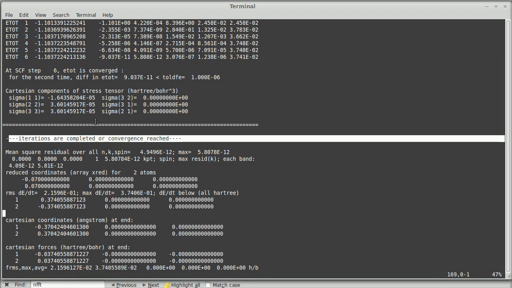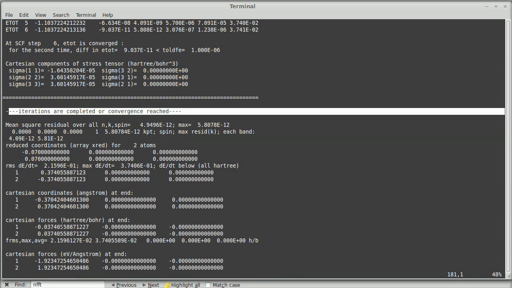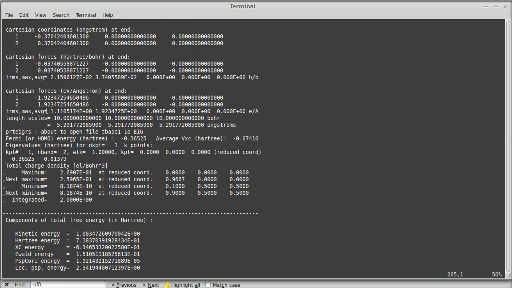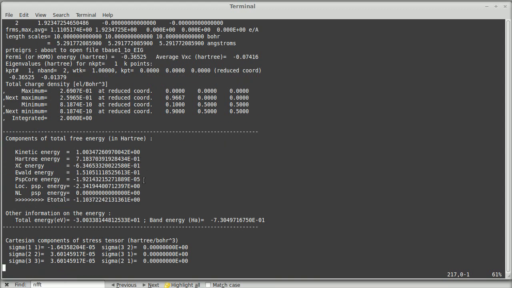So for example, if the end step you set is lower than the step needed to converge, then it will just issue a warning. It will stop, but it will issue a warning telling you that you are not converged, but that it stops. Then it gives you the Cartesian coordinate of the force, the residue, other information, total charge density. Then it gives you the component of the total free energy. So you have the kinetic energy part, the Hartree energy part, the eval, the exchange correlation energy, and all that sums up to the total energy.